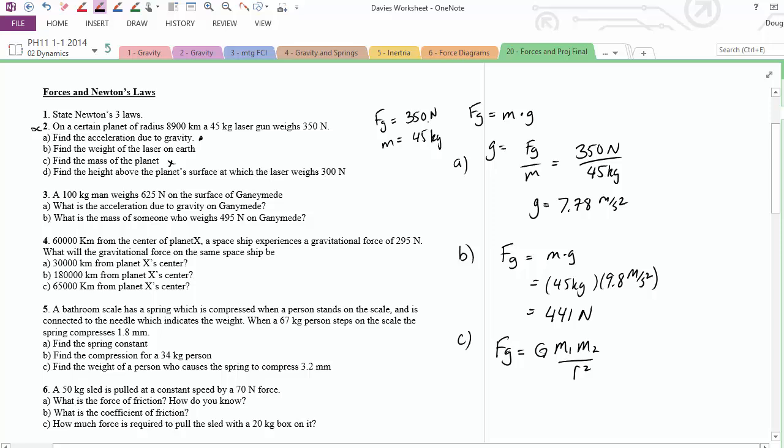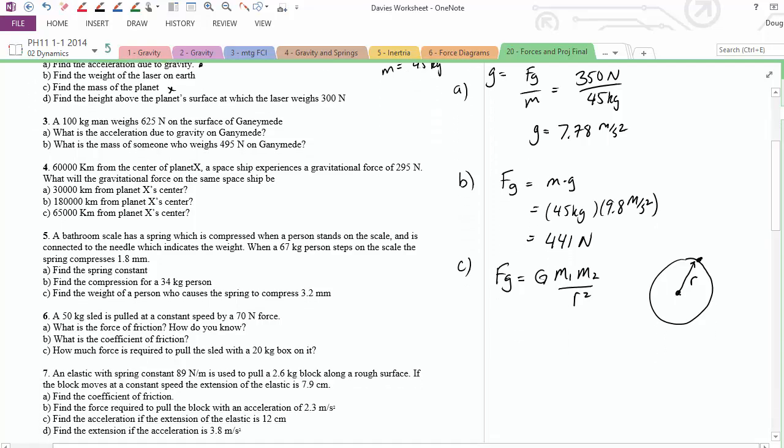We'll use the same information we're given. The force of gravity is 350 newtons and the mass of one object is 45 kilograms. And we're told that the separation between these is basically the radius. That's the planet, and here's our gun. The center of one object to the center of the other is essentially the radius of that planet. Keep in mind that the radius we're given is in kilometers, and we have to do all our calculations in meters. So let's go ahead and do that.